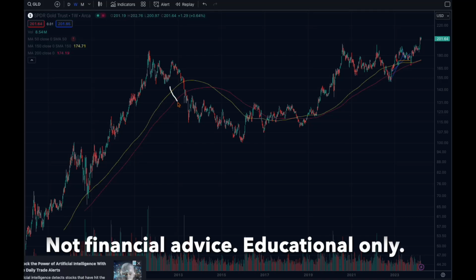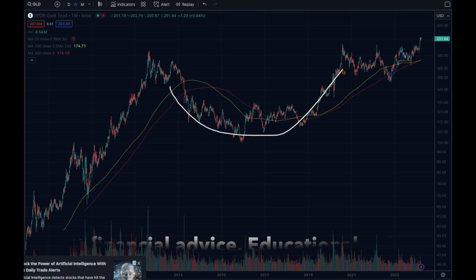It's March 26th, 2024, and I'm taking a look at gold here. I'm going to show you this price structure that I see. I'm going to use the GLD even though I don't really like it, but it serves the purpose for analytics.